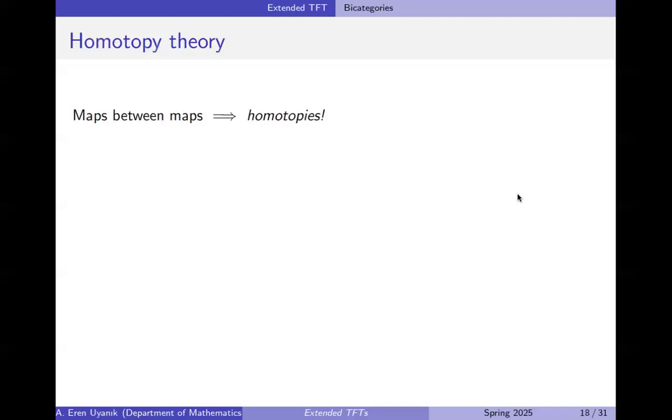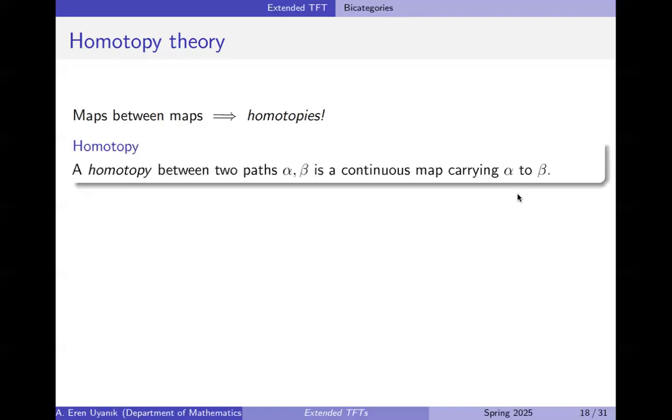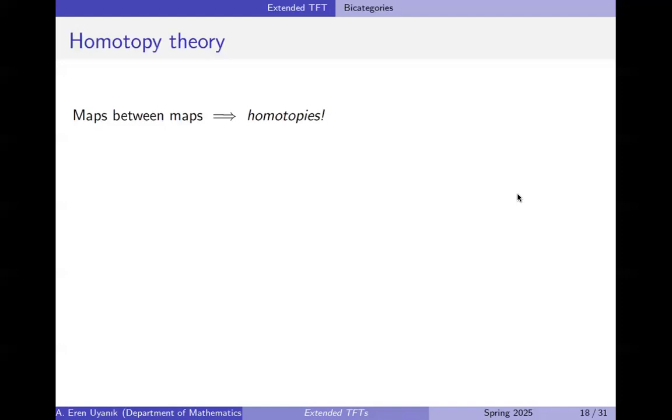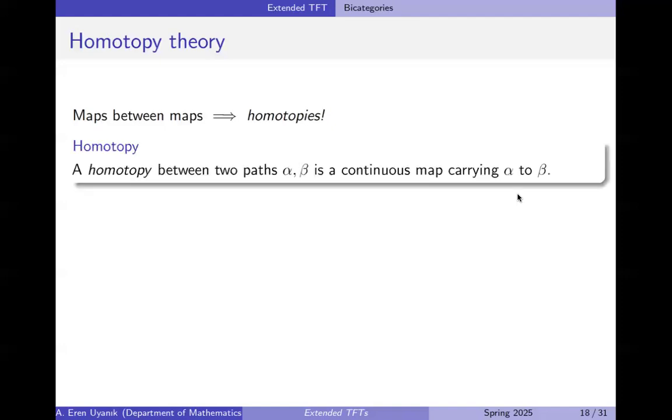Okay, so what comes to our mind when we say maps between maps? Just homotopies. What's a homotopy? Homotopy between two paths. You also have associators? Yes, we have. We don't have associators. Associator is just identity. In a bicategory, we will have associators. This is strict, a strict 2-category. Yes, we will also define bicategories informally.